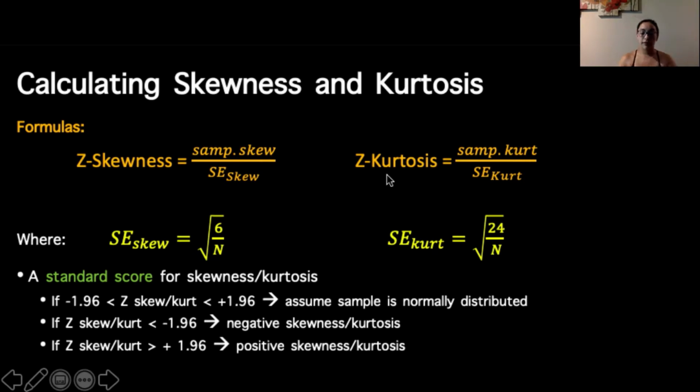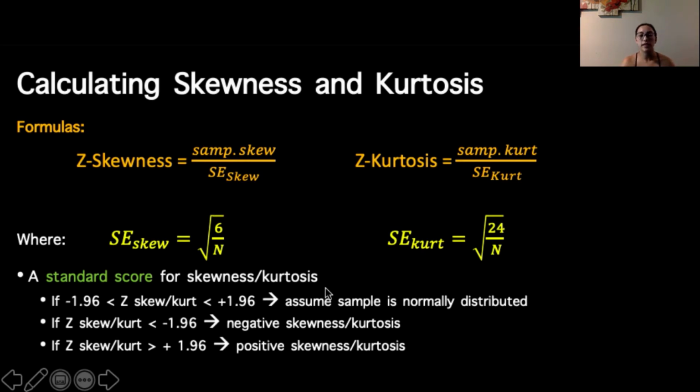So if we're using this method at least, remember you're taking sample skewness divided by the standard error. The standard error for skewness is the square root of 6 divided by the sample size. For kurtosis, it's 24 divided by the sample size; take the square root of that. These are standard scores for skewness and kurtosis.